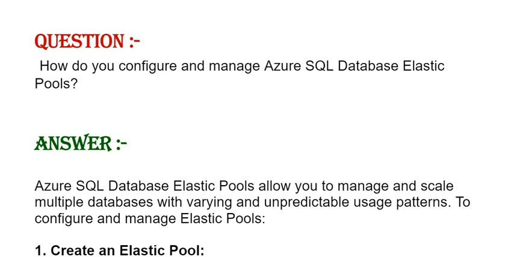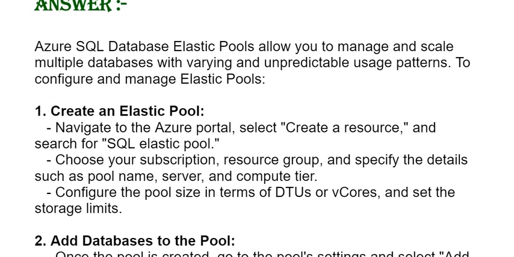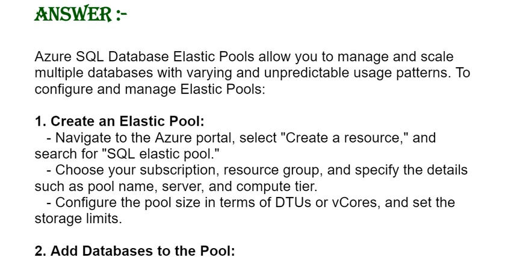Our next question is, how do you create and manage Azure SQL database elastic pools? Your answer should be, Azure Database Elastic Pools allow you to manage and scale multiple databases with varying, unpredictable usage patterns. To configure and manage an Elastic Pool, create an Elastic Pool. Navigate to the Azure portal, select Create a resource and search for SQL Elastic Pool. Choose your subscription, resource group and specify the details such as pool name, server, and compute tier. Configure the pool size in terms of the DTUs or vCores and set the storage limit.